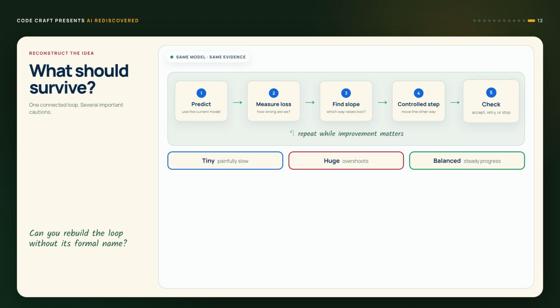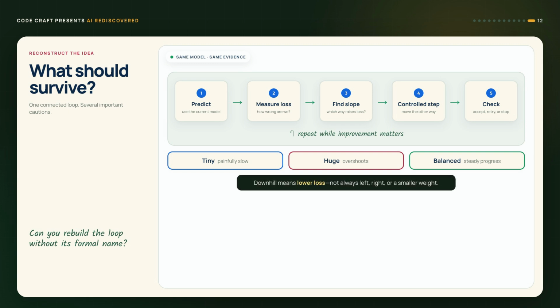We repeat until improvement becomes negligible. If a trial makes loss worse, a safety check can reject it and retry with a smaller step. And remember, downhill means lower loss, not always left-right or a smaller weight.